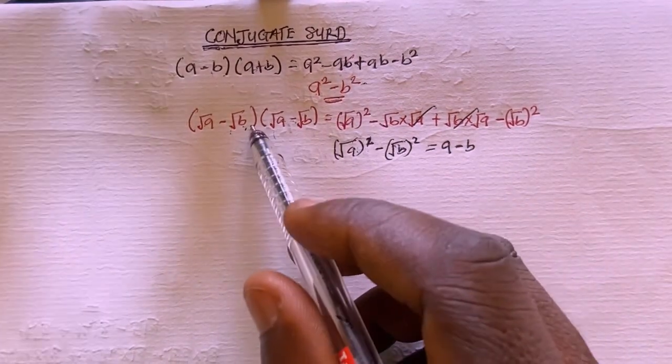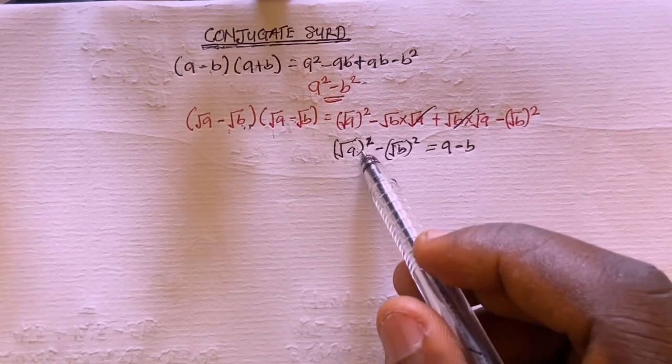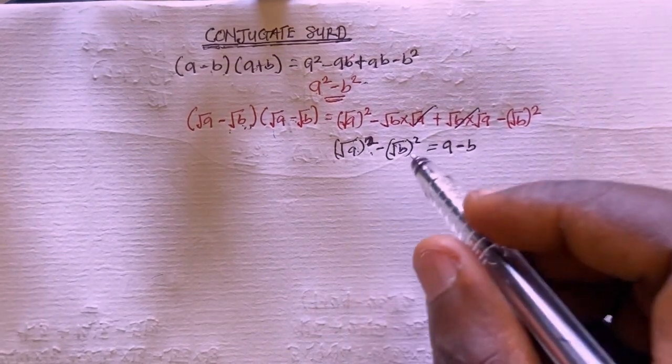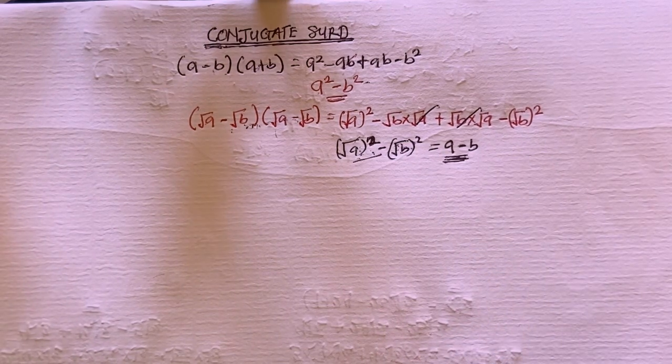Then after multiplying these two irrational values, that's two surds, together, I'm having this expression, which is a difference of two squares. Can you see it down? And after simplifying it further, I have a rational value. That is what conjugate surds are about.